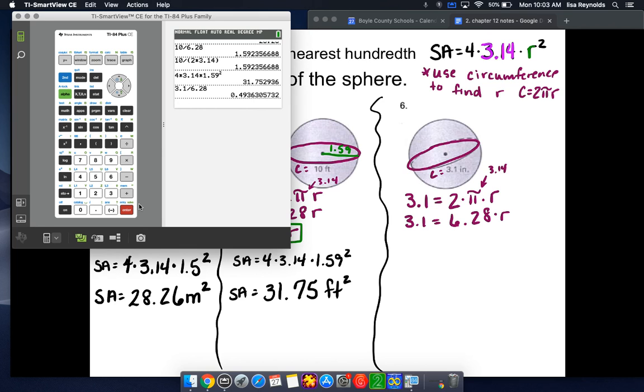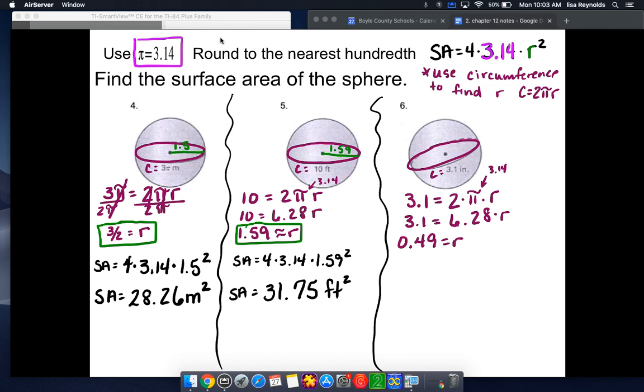and we're going to round to 2 decimal places, so there's a 9 there followed by a 3, so we're going to keep it as 0.49 for the radius. So now we have our radius value. So our radius is 0.49, and we can calculate the surface area.